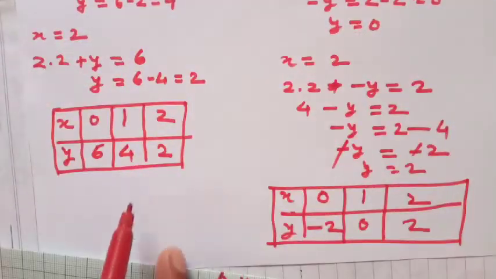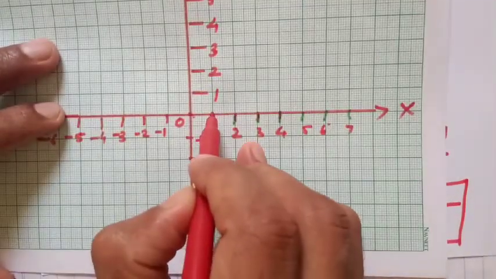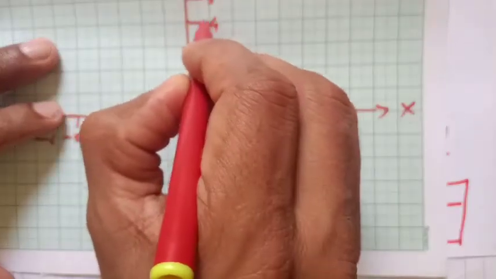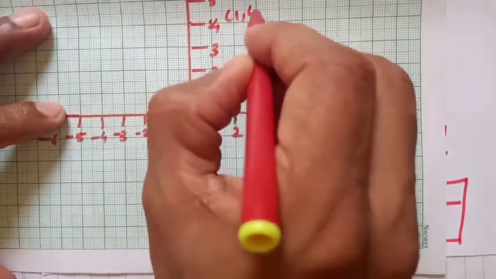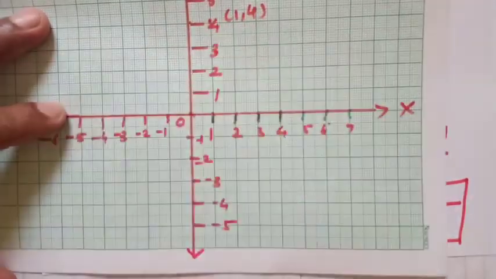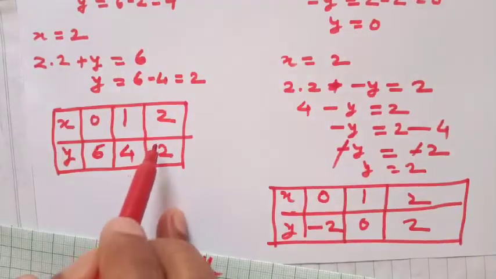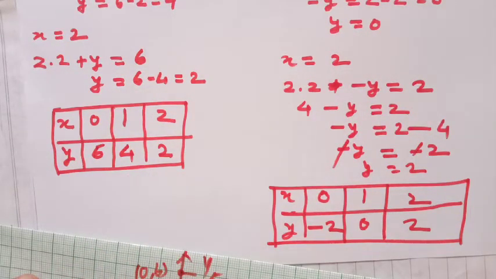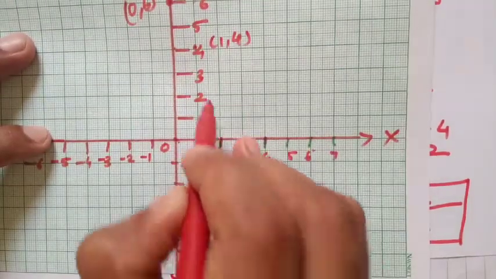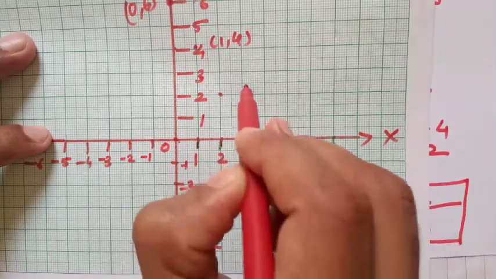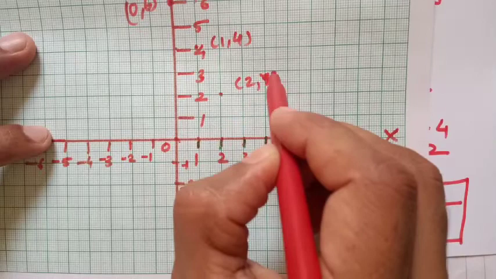Now second, x is equal to 1, y is equal to 4. Here the point will be on this side. This is the point. Clear? Now x is equal to 2, y is equal to 2. This is the point.